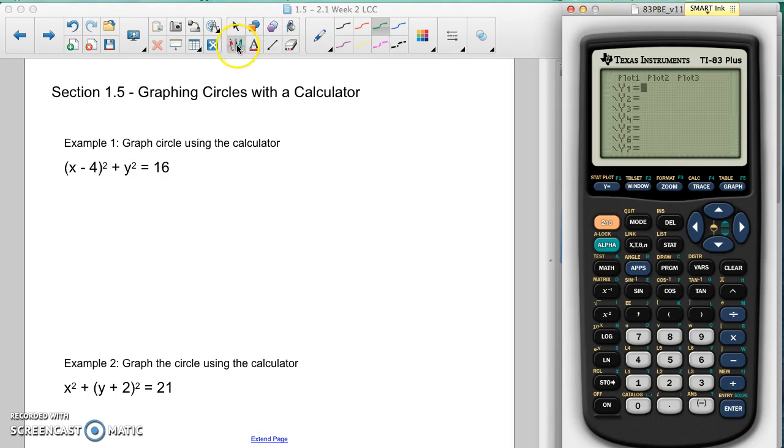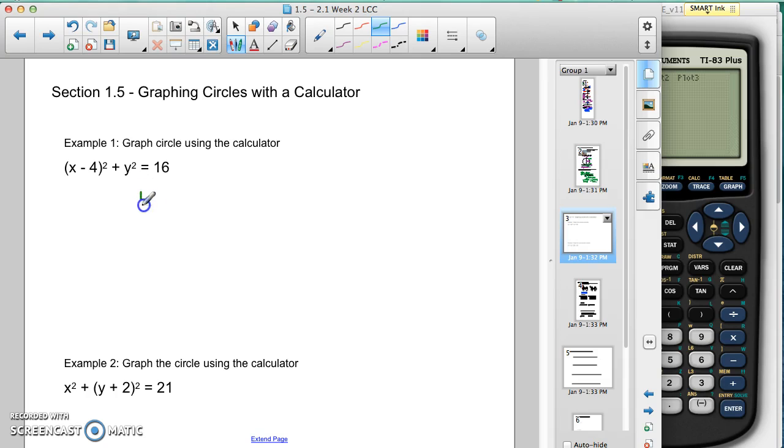So in this case, the first one, if we solve for y, we're going to have y squared equals 16. We're going to subtract this x part over, so we're going to have x minus 4 squared. So first of all, we take this piece right here and we subtract it from both sides. So we get this set up. And then we're going to need to take the square root of both sides to get y.